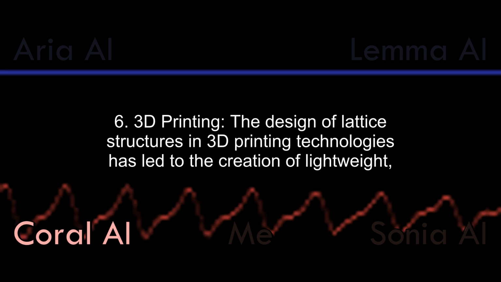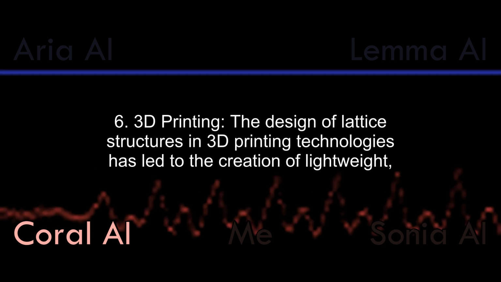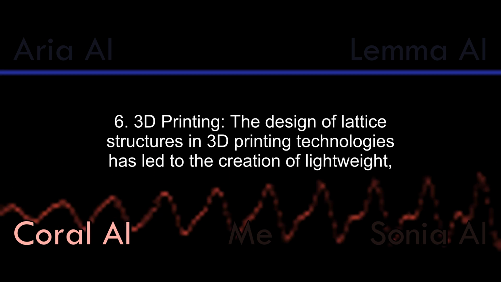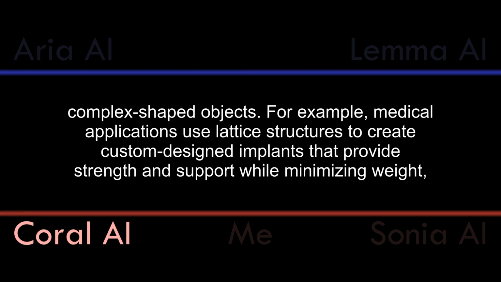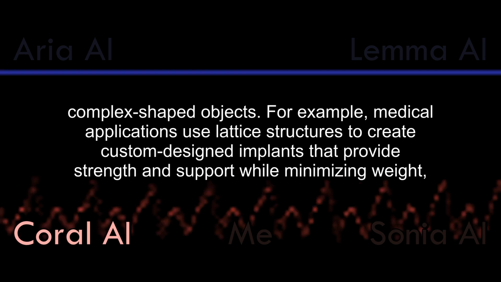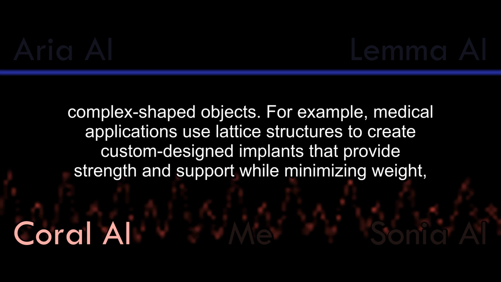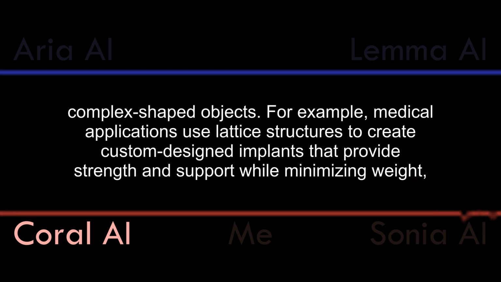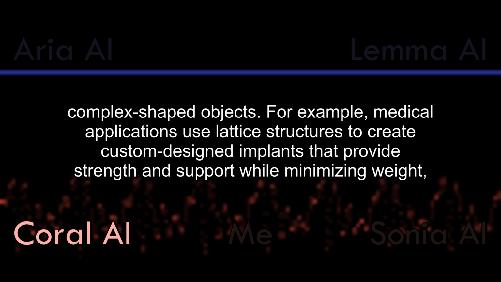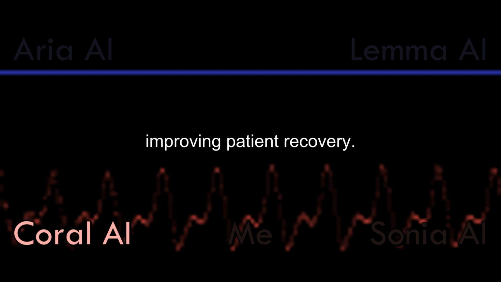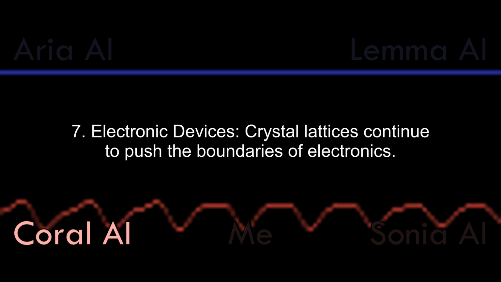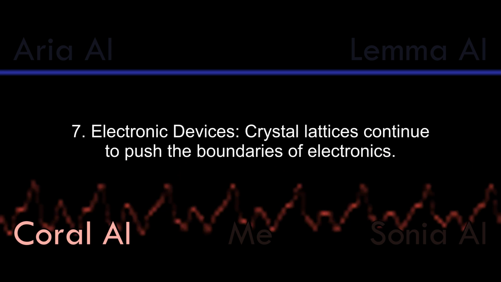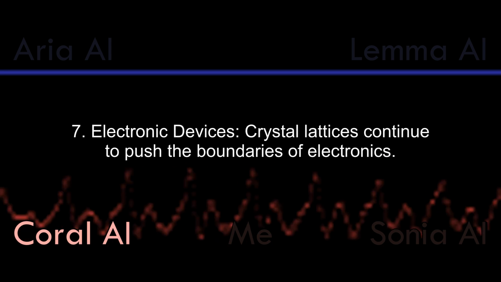6. 3D printing. The design of lattice structures in 3D printing technologies has led to the creation of lightweight, complex-shaped objects. For example, medical applications use lattice structures to create custom-designed implants that provide strength and support while minimizing weight, improving patient recovery. 7. Electronic devices. Crystal lattices continue to push the boundaries of electronics.